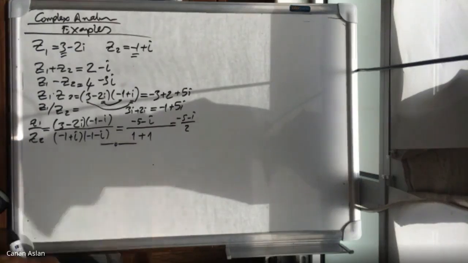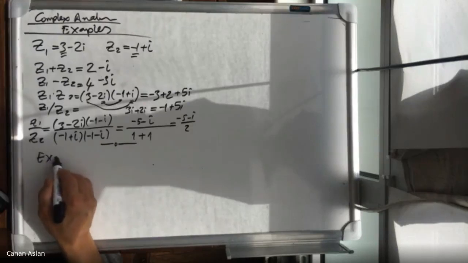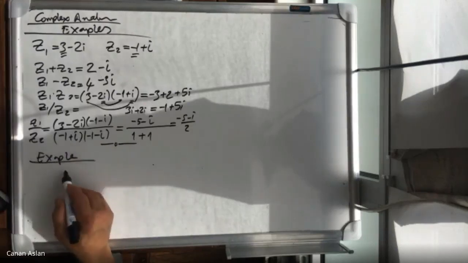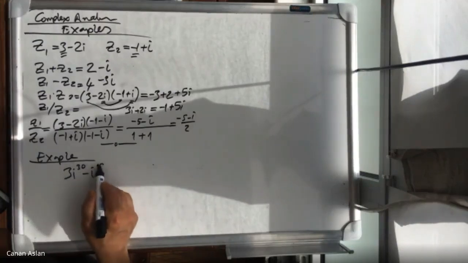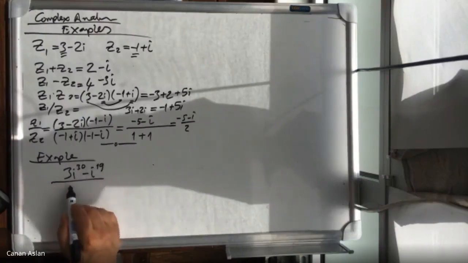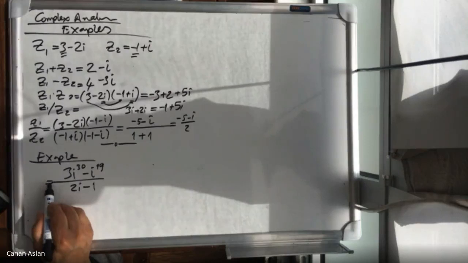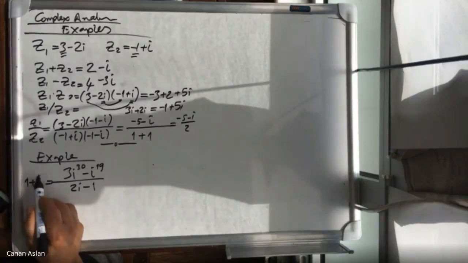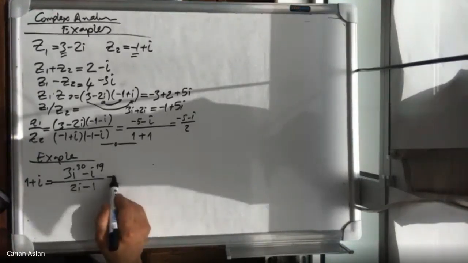Okay. So now we would like to show that this is correct. Okay. So in this example, we have now 3i to the power of 30 minus i to the power of 19 divided by 2i minus 1. Show that this is equal to just 1 plus i. Okay, this is 1 plus i. Show it. Okay. So now what we can do is this.